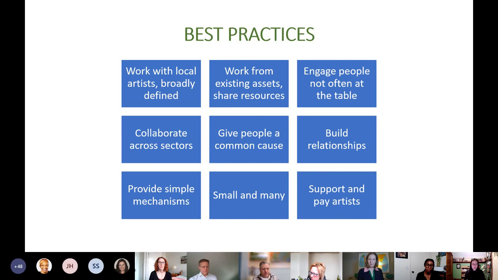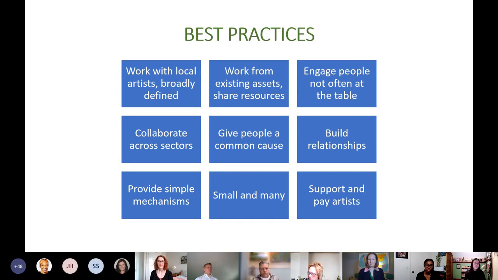Engage people not often at the table. As you do your work, really think, who's the hardest for you to reach? And then think about who are the creative people in those communities? Who are the artists in those communities? Maybe they're called storytellers or elders or activists or culture bearers. Who are the people that you can engage from those communities through creative practice?